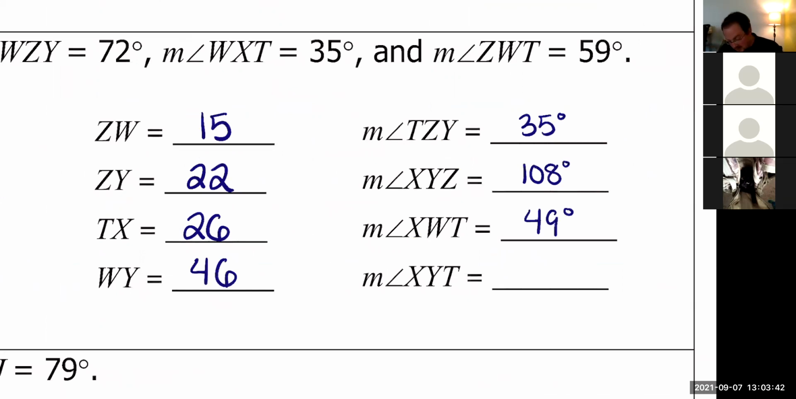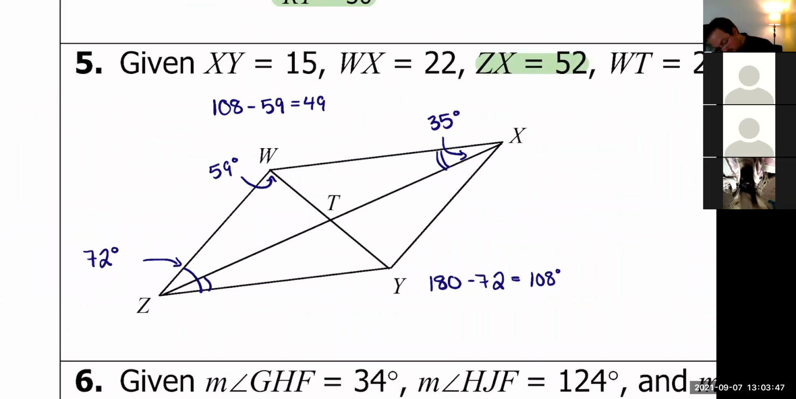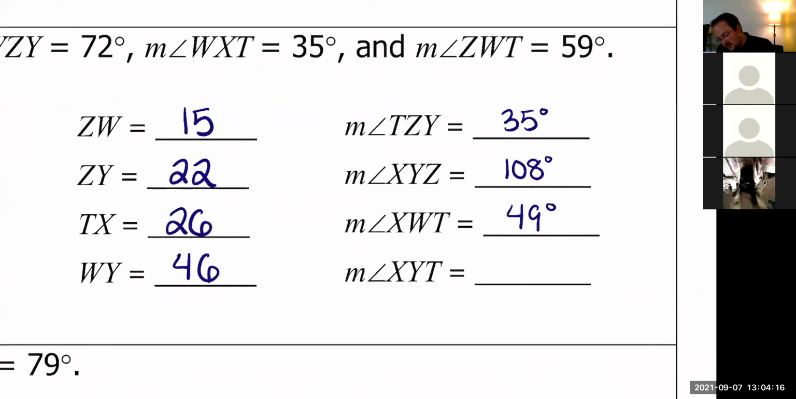And then last but not least, angle XYT, which is, let's see, this angle right here. Well, I want to change my color here on my pen. So XYT is alternate interior of this 59-degree angle over here on the other side. So that means that if it's an alternate interior, it will also be 59 degrees.